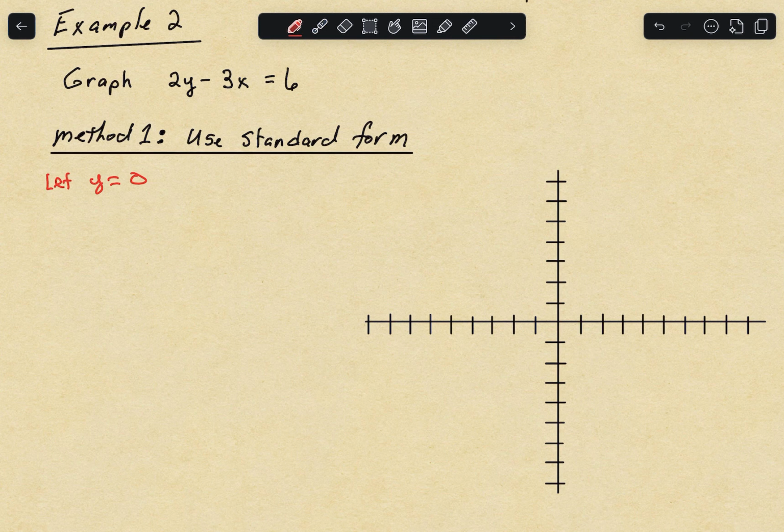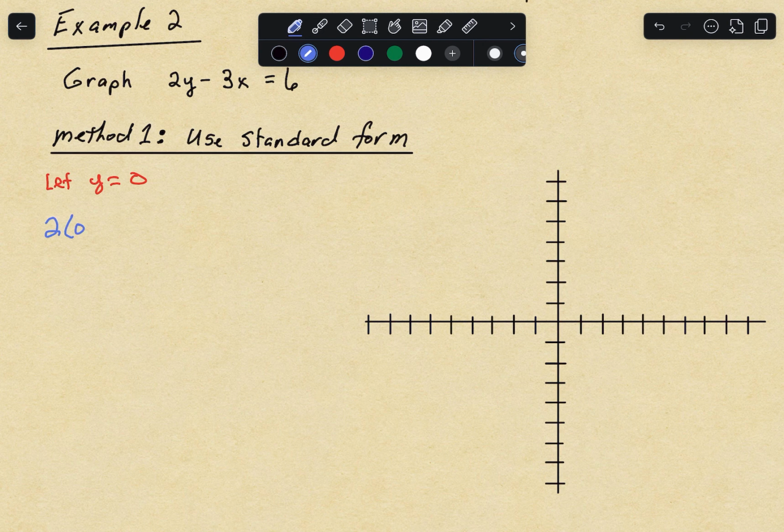So this becomes, let's do this in blue. We're going to say 2 times 0 minus 3x equals 6. Now, with that, you know that this right here goes to 0. So this right here becomes negative 3x equals 6. And now you just divide by negative 3. And this will become x equals negative 2.